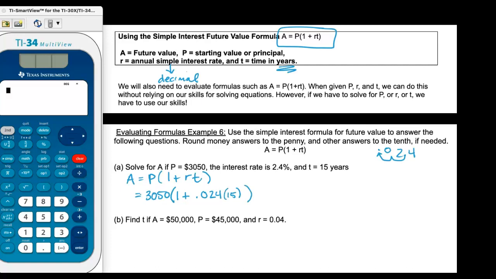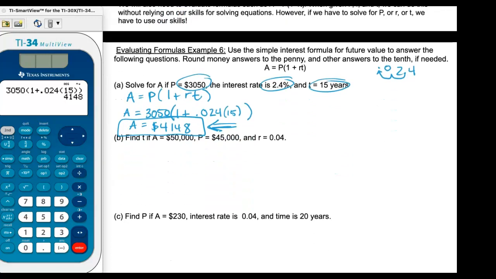Now this is the easiest kind of evaluating because I don't have to solve, I just plug that in my calculator. So I can do that all at once, just typing it in exactly how I have it written here. You can also do this step by step if you want to do the inside first. That would be okay too. And so we end up getting A equals $4,148. So what that means is that if you invested $3,050 at a rate of 2.4% for 15 years, in the end you would have $4,148. So unlike the last equation where you would solve just for the interest, this adds everything together so you know that total. Okay, so let's look at B.